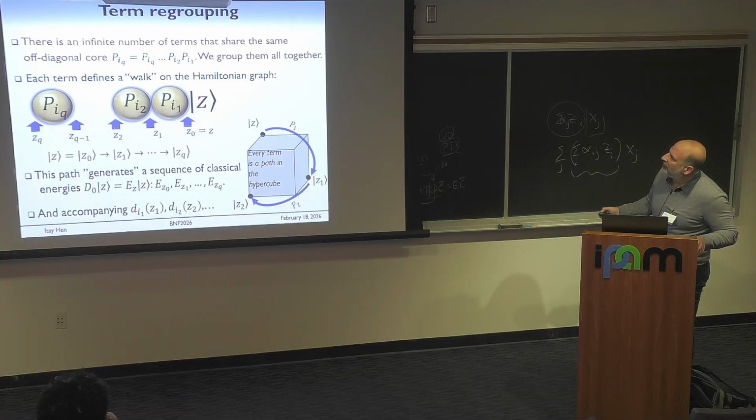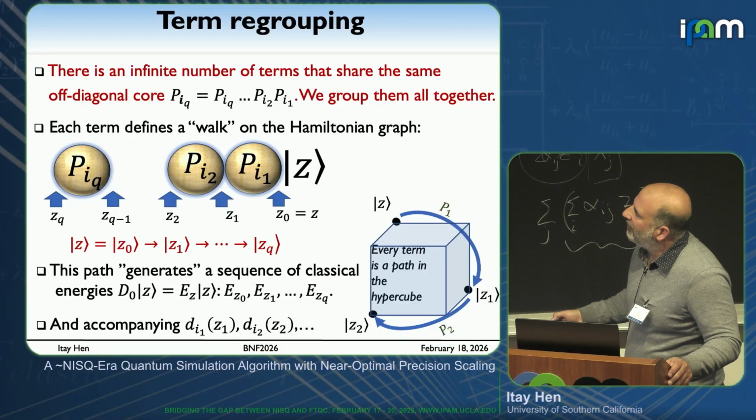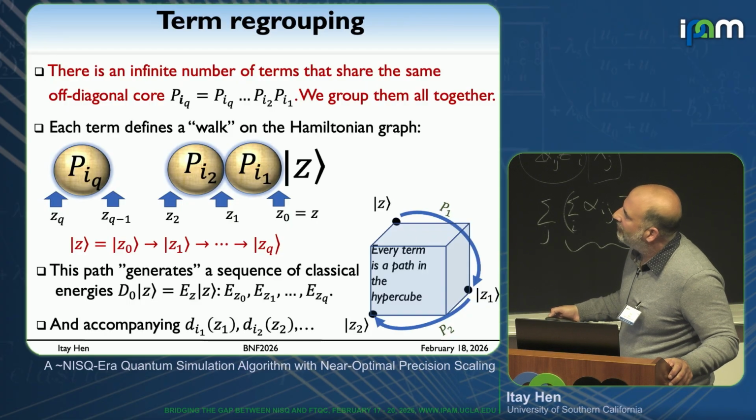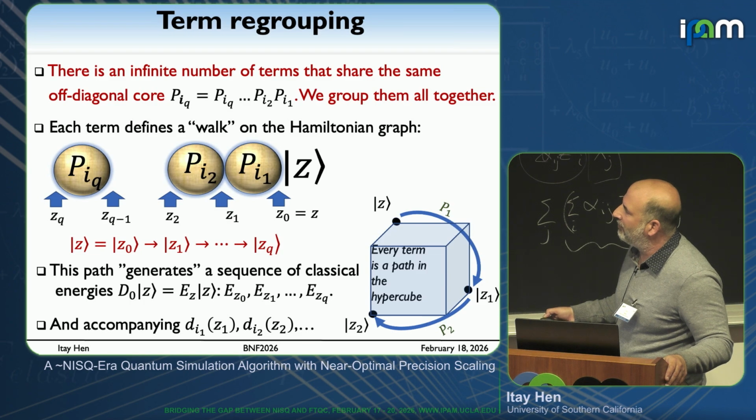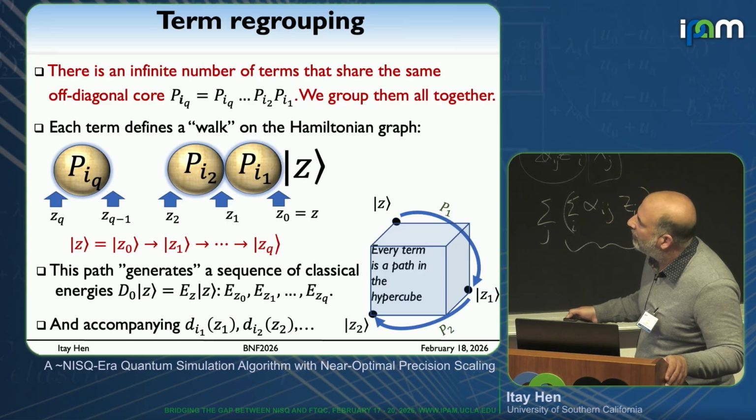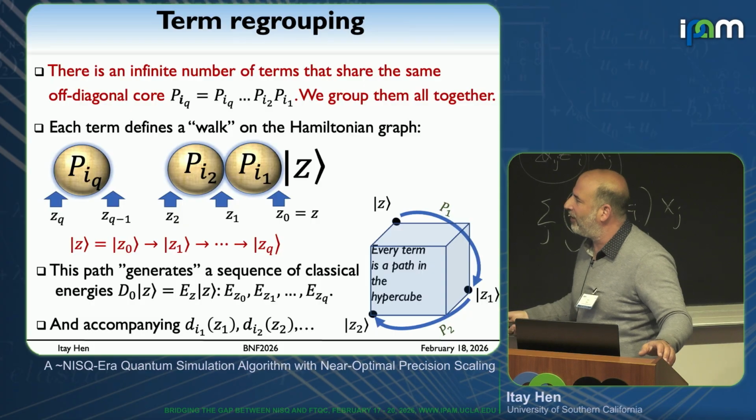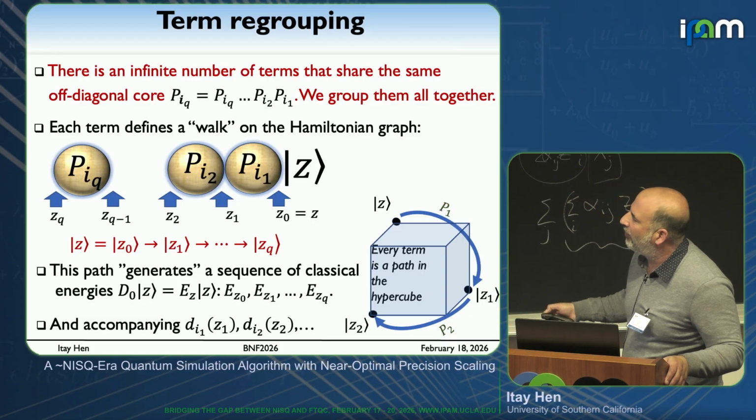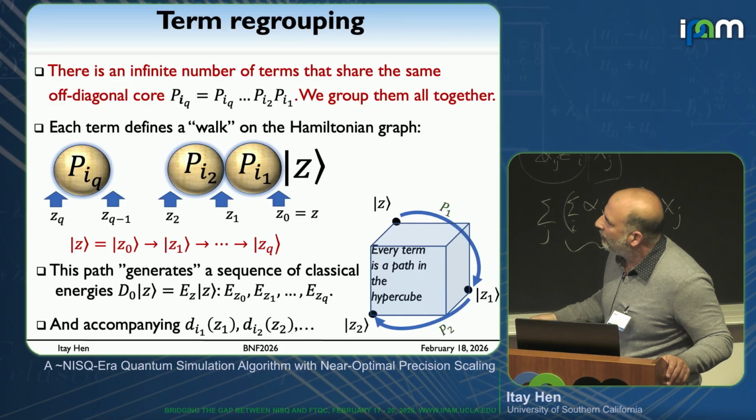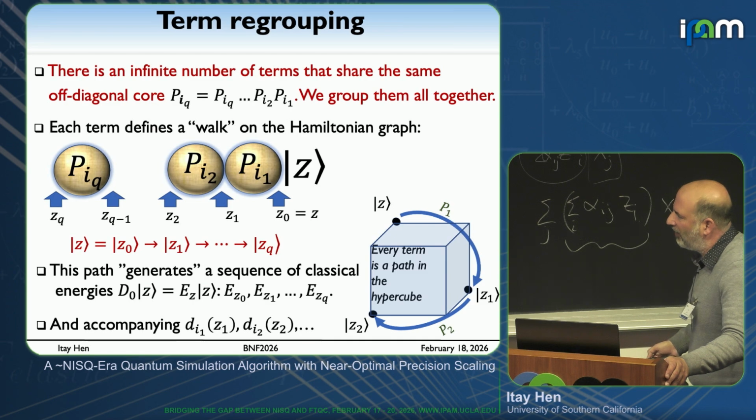And if we look at a single core, what I like to do is imagine that this core, the product of P's that appear in the Hamiltonian, just takes you from one z to another, to another, to another. So they produce what we call a walk on the graph of basis states. That's a nice way for me to think about what this product of P's does on this basis state z. So you can imagine each term as a walk on the graph of basis states.